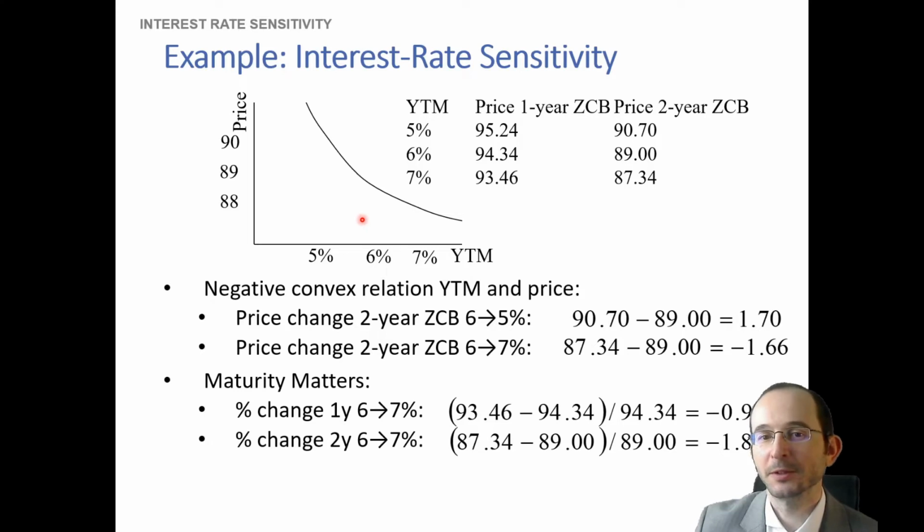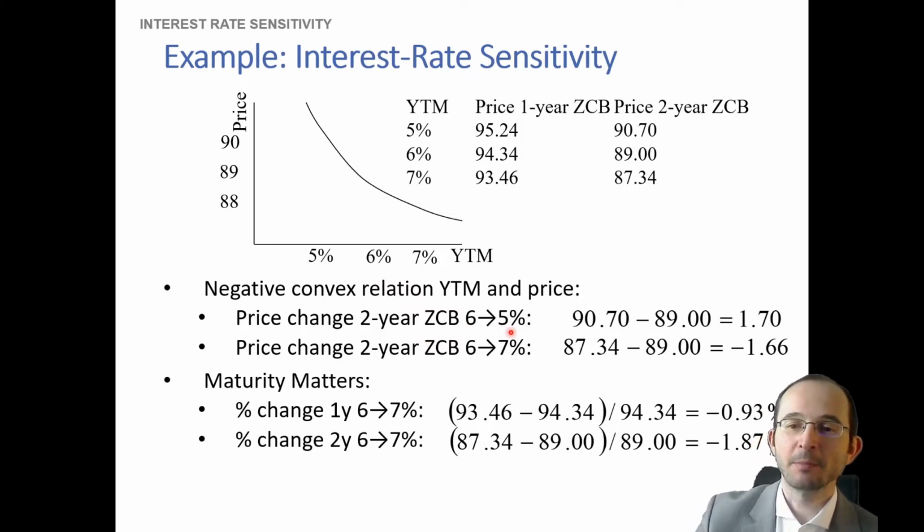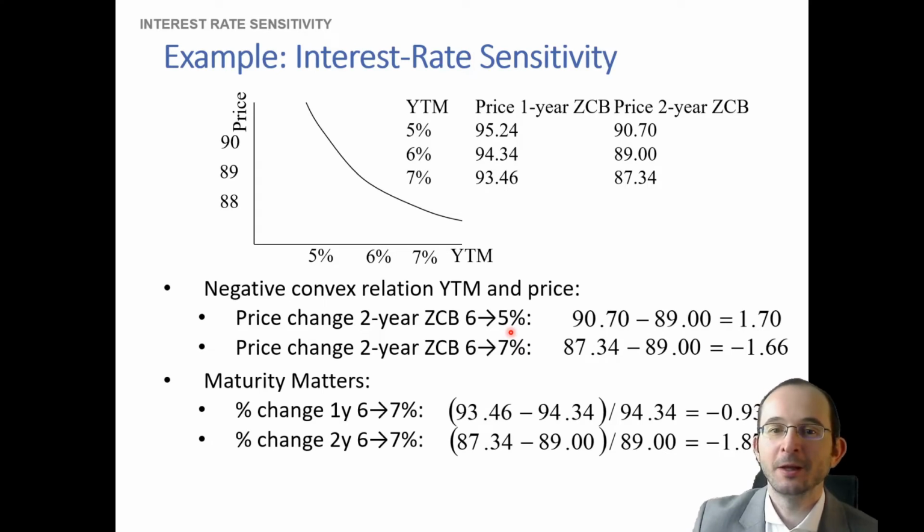Let's look at the 2-year bond. Let's say that the yield falls from 6% to 5%. In other words, we discount a payment of $100 face value at 5% instead of what it used to be discounted at, 6%. If we discount it at 5%, its present value should be 90.7. If we discount it at 6%, its present value should be 89. Therefore, a drop of 1% in interest rates leads to a $1.70 increase in the price of the bond.